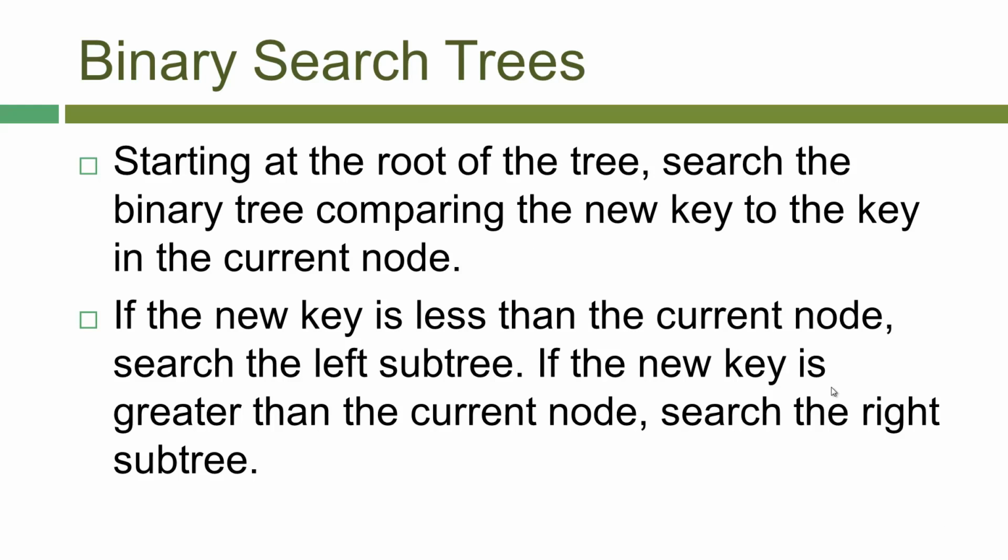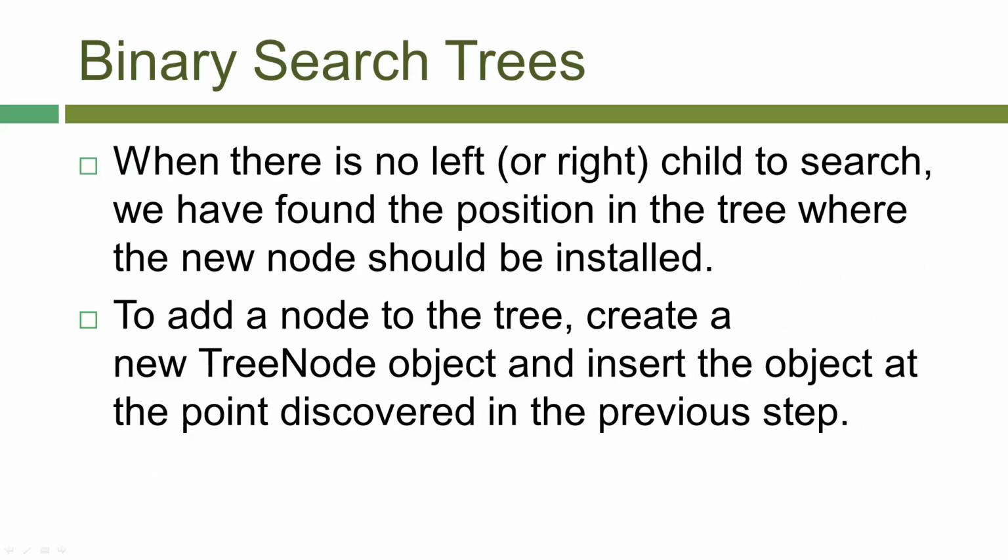So what it's going to do, it's going to start at the root of the tree, search the binary tree comparing the new key to the key in the current node. If the new key is less than the current node, we'll go to the left subtree. If the new key is greater than the current node, we search the right subtree. And that's due to that BST property that we were talking about earlier. When there is no left or right child to search, then we've actually found the position in the tree where the new node should be installed. To add a node to the tree, we create a new TreeNode object and insert the object at the point discovered in the previous step.